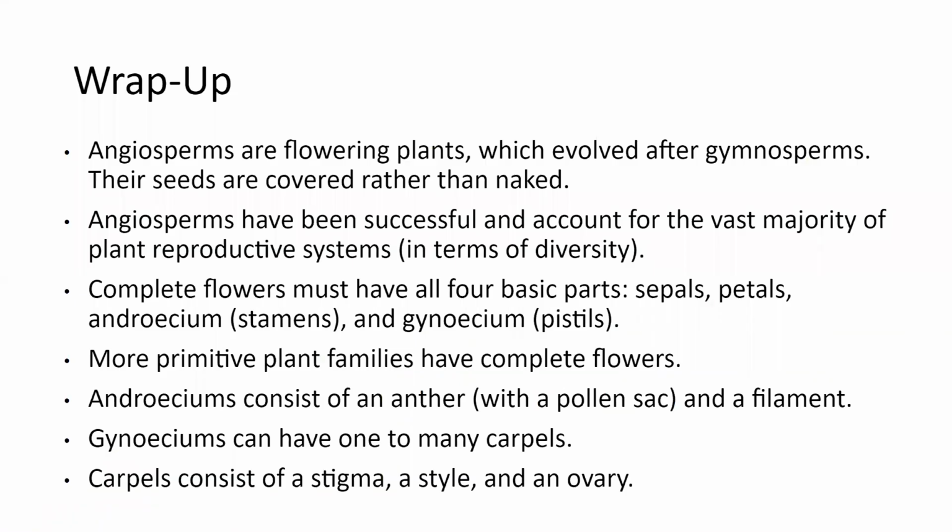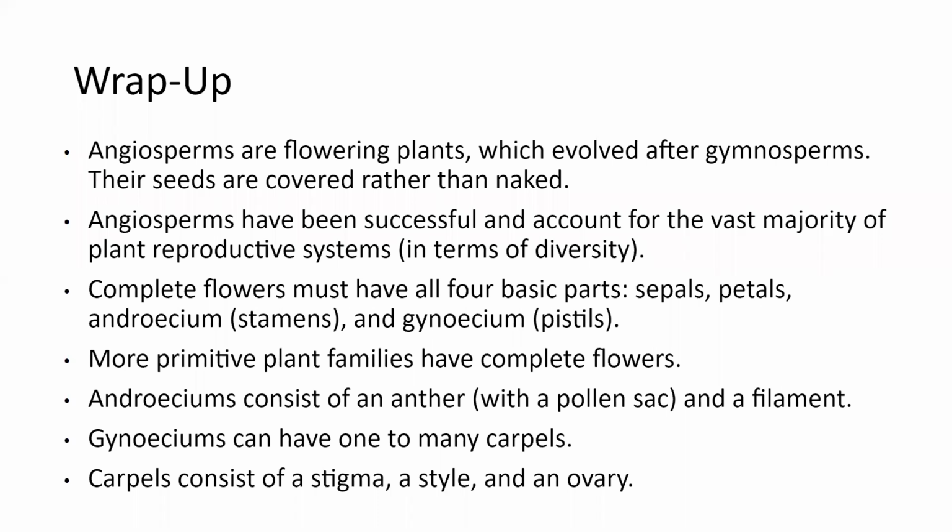So just to wrap up really quick, angiosperms are flowering plants. These evolved after gymnosperms, and they're characterized by having covered seeds, seeds contained in ovaries. And this evolutionary mechanism has been very successful. We'll talk about that a little bit more. And so the vast majority of plants are angiosperms in terms of diversity.